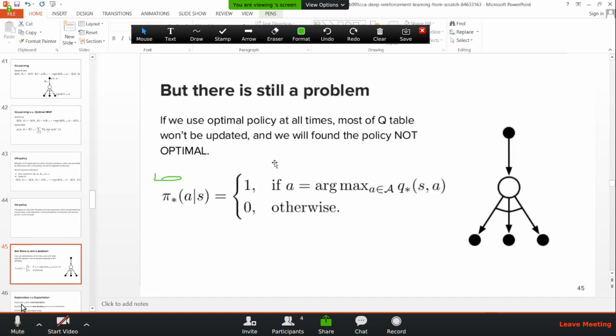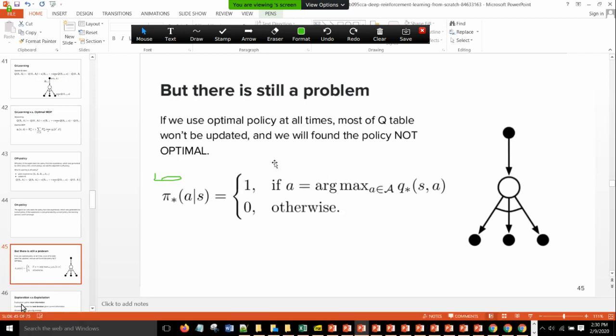Other policies means, can you repeat? It's the past policies, whatever the previous policies it has been going through, or whatever policies it has been executing or using.